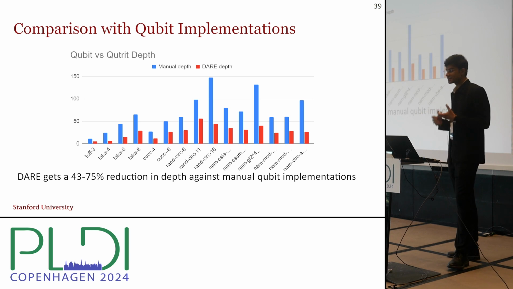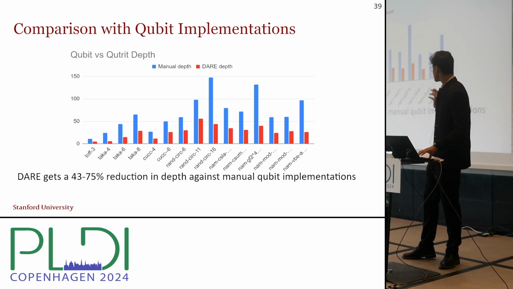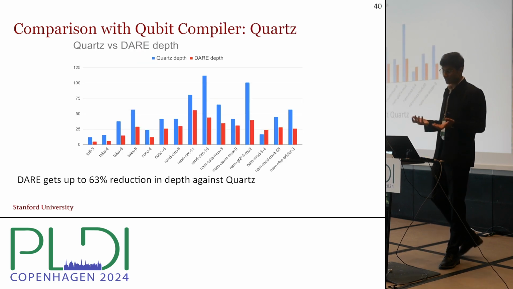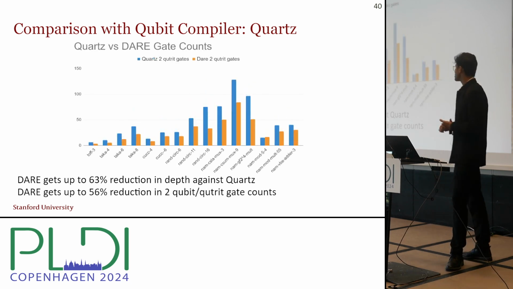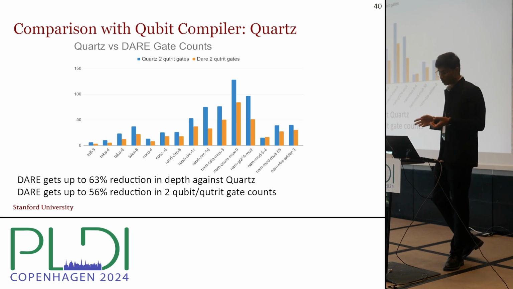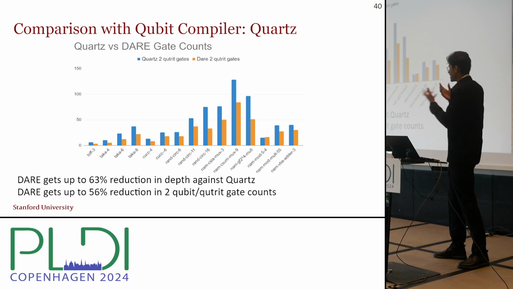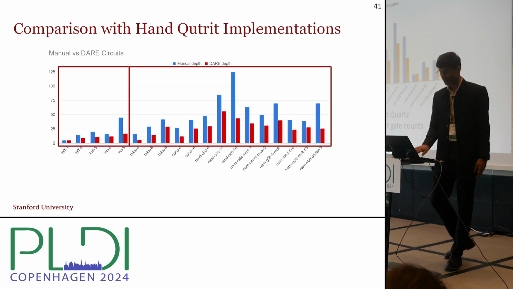Comparing generated circuits against qubit hand implementations, we find our circuits can have up to 75% smaller depth and up to 65% reduction in 2-qubit gate counts. Comparing against Quartz, we improve depth by up to 63% and 2-qubit gate counts by up to 56%. Overall, DARE beats Quartz for most benchmarks and marginally underperforms for just one case. The reason is that we are able to utilize an extra degree of freedom that Quartz unfortunately just cannot, because of the fact that we're using qutrits here.